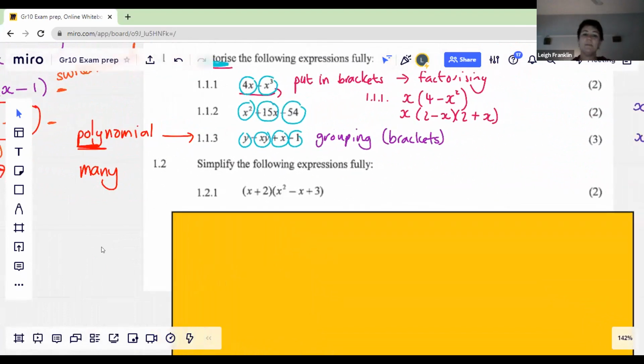Simplifying is the opposite. Simplifying is easy. Simplifying means removing the brackets. So if I have a look at question 1.2.1, when they tell us that we want to simplify, everything is already inside the brackets. We're going to remove the brackets, and we're going to end up with terms. So when we factorize, we start with terms, we end with factors. When we simplify, we start with factors and we end with terms.